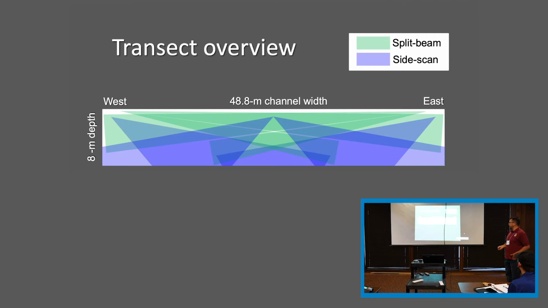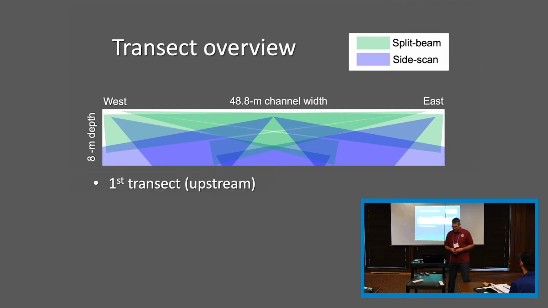The first transect we do is upstream, looking out from west to east. The split beam is covering the surface, and the side scan is covering the bottom area. We can't really analyze the data for the split beam once that beam has intersected the bottom.